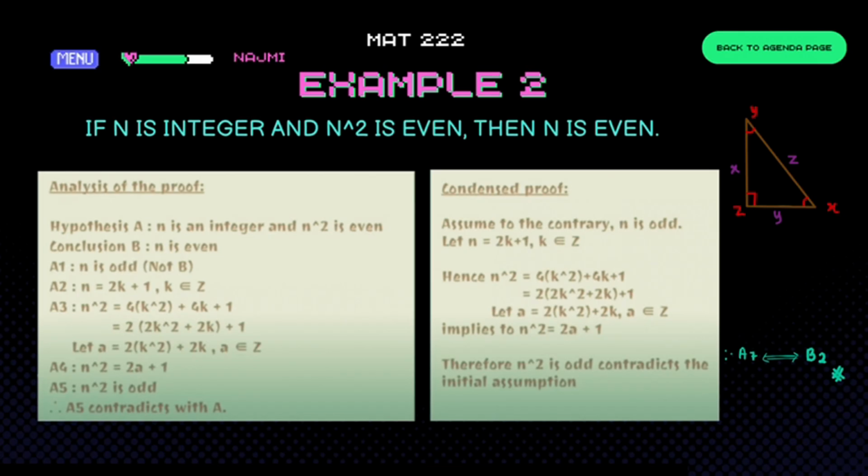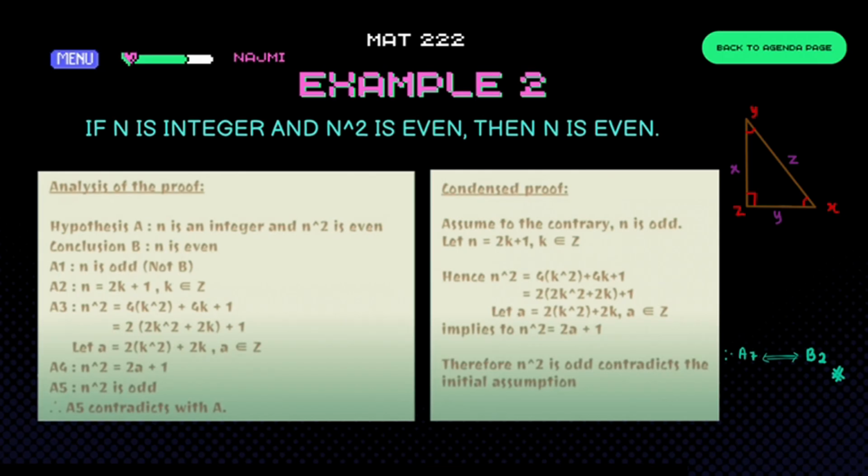A1, n is odd, which is not B. A2, n equals 2k plus 1, and k is an integer. A3, n squared equals 4 times k squared plus 4k plus 1, which is equal to 2 times 2k squared plus 2k, plus 1. We can let a equal 2k squared plus 2k, and a is an integer. A4, n squared is equal to 2a plus 1, and A5, n squared is odd. Thus, this shows that A5 contradicts A.